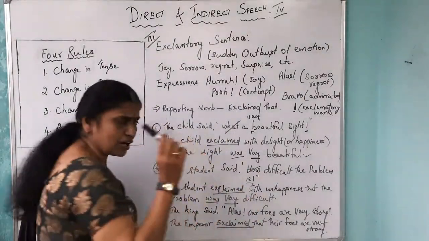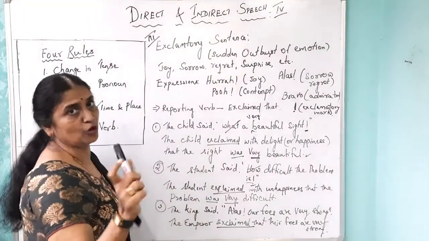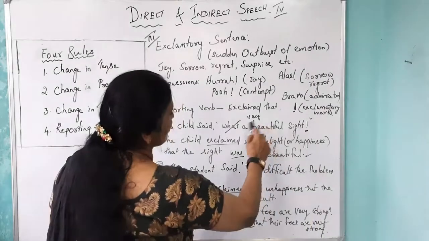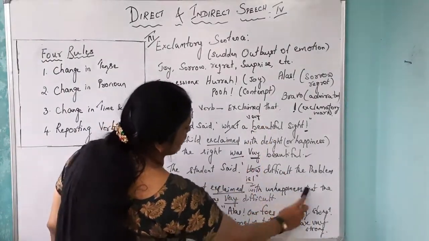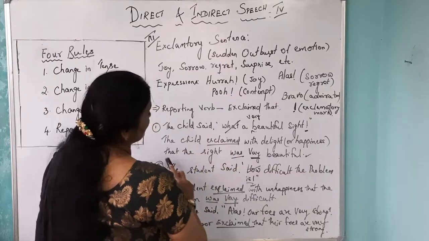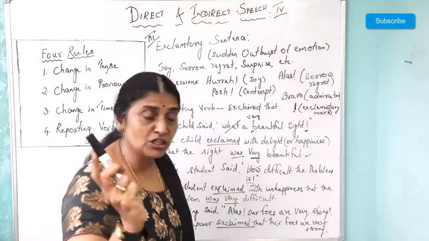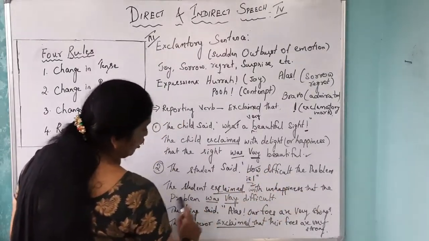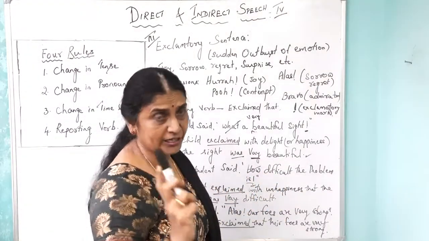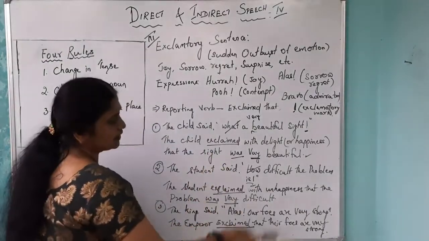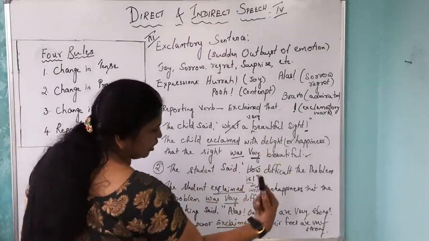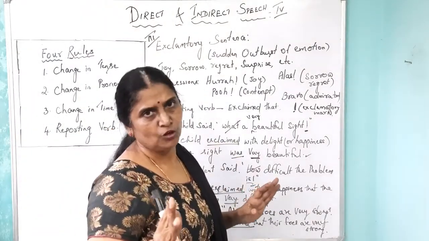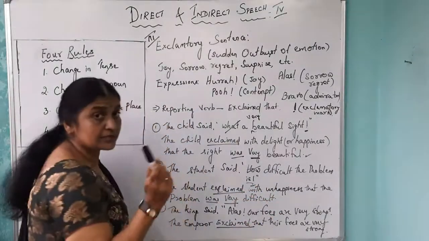Also you can put it simply as "exclaimed." If you write "exclaimed," nothing is wrong. You need not even write with delight or with unhappiness. The child exclaimed that the sight was very beautiful. Absolutely right. And the student exclaimed that the problem was very difficult. Correct. So if you feel like it, you can put with delight or with unhappiness, with sorrow. It's up to you, the choice is yours. But "exclaimed" is a must.